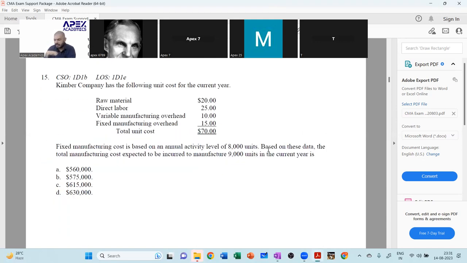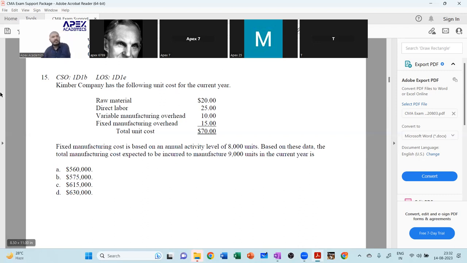Now we come to question number 15. Interesting question. What does question number 15 talk to us about? Question number 15 tells us that Kimber Company has the following unit costs for the current year. There are direct materials, there is direct labor.